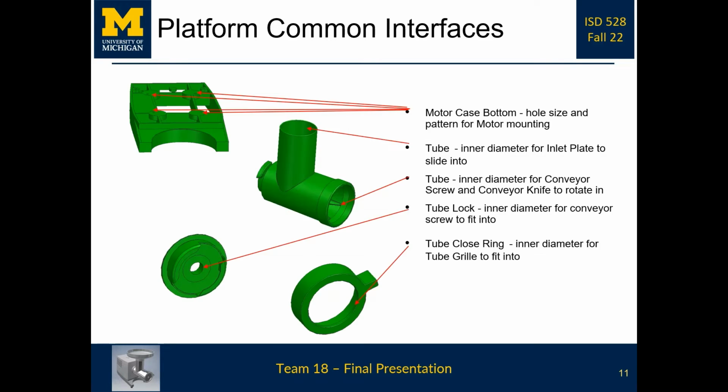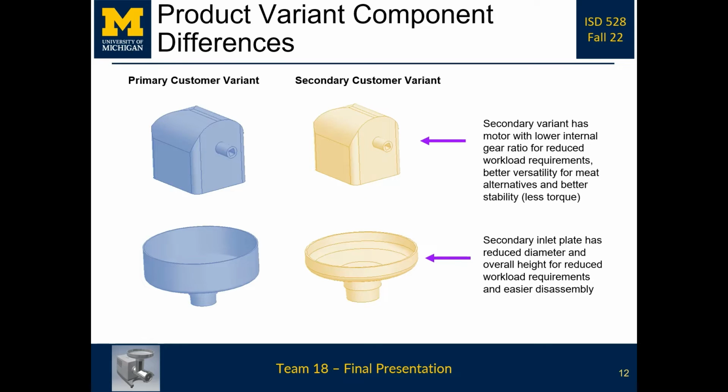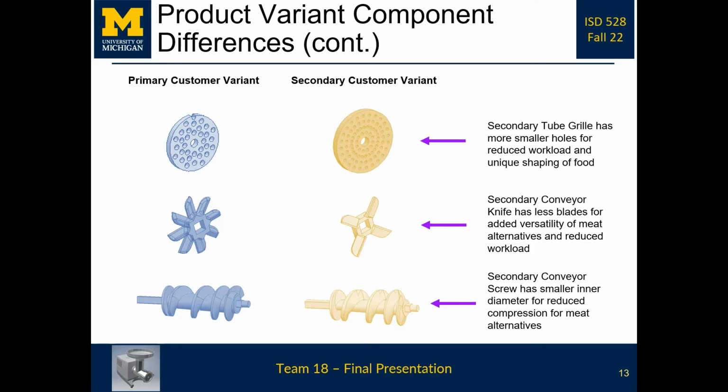Next we have the platform common interface. According to the component commonality table, we have here the common interface parts among the primary and secondary customers. Next coming up is product variant component differences. These parts map to the functions unique to the two customer groups: motor, inlet plate, grill, knife, and screw provide better versatility while working for different requirements of different customer groups.